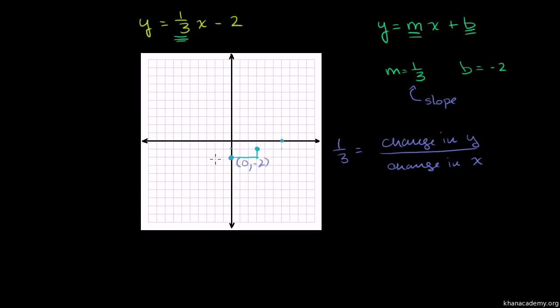If x goes down by 3, y will go down by 1. If x goes down by 6, y will go down by 2. It's that same ratio. So 1, 2, 3, 4, 5, 6, 1, 2. And you can see all of these points are on the line. And the line is the graph of this equation up here. So let me graph it. It'll look something like that. And we're done.